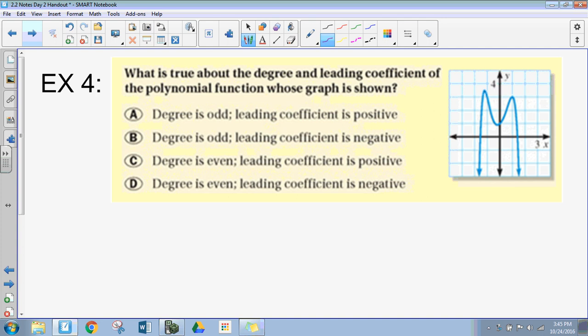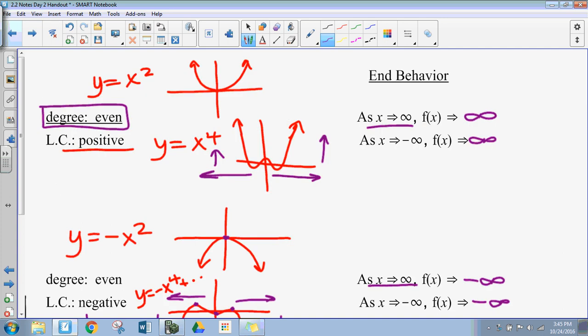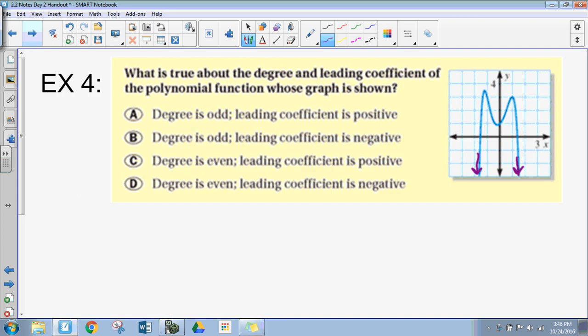Okay, so look at your graph over here. There's a few things you want to notice. Okay, first, our end behavior, they're going in the same direction. Okay, so look back at the last page, which degree had them going in the same direction. If you look back there, you'll notice that the even degree had your end behavior going in the same direction. So we know the degree has to be even. So we have eliminated A and B.